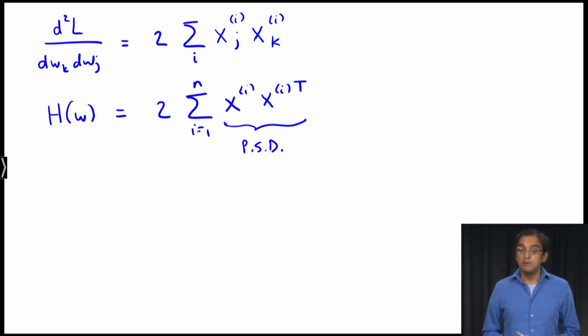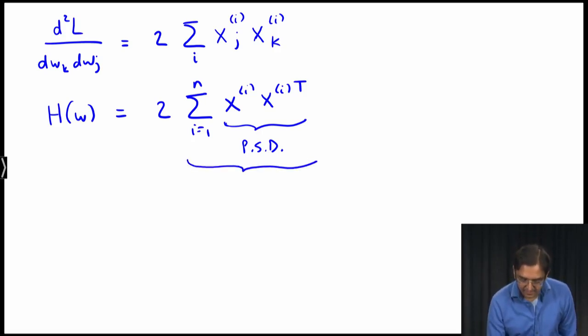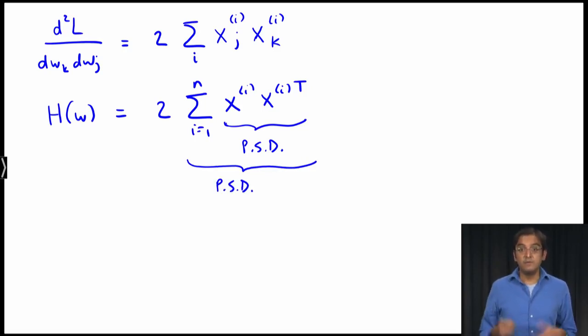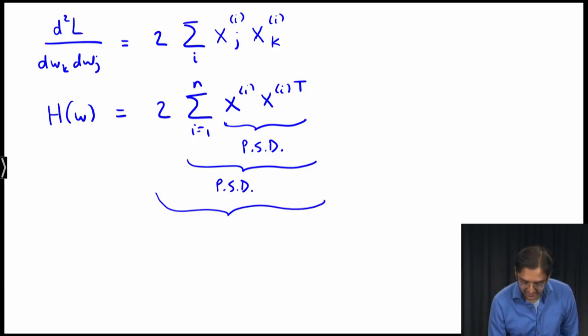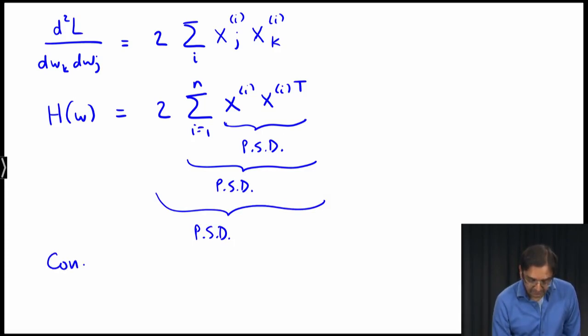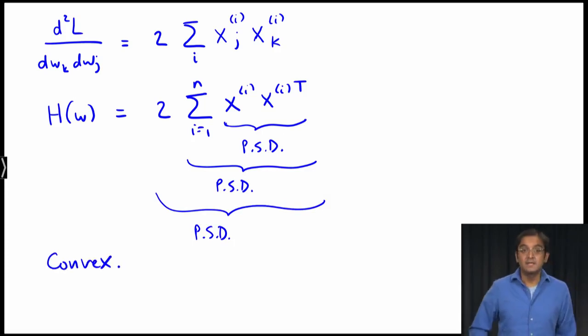Okay. And we've already seen that if you have the sum of positive semi-definite matrices, that's also positive semi-definite. So this is also positive semi-definite. And we've seen that multiplying a positive semi-definite matrix by a positive constant again leaves you with something positive semi-definite. So the whole thing is positive semi-definite, and that means that this is a convex function. Okay? And this is one of the many reasons why we like the least squares loss function so much.